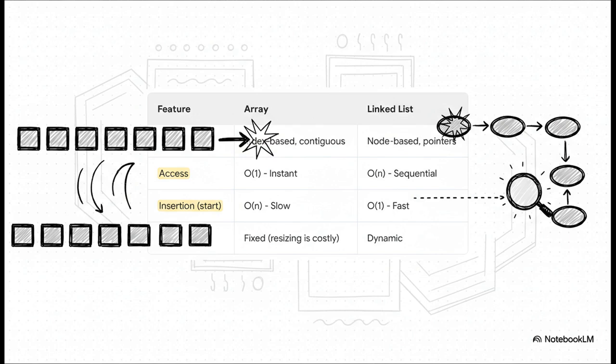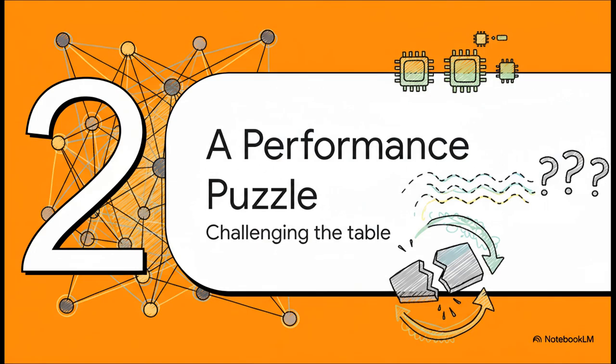A linked list is pretty much the opposite. Inserting at the start, super fast, O(1). But if you want to get to an element in the middle, you have to walk the entire chain from the beginning. That's an O(n) trip that gets slower and slower the bigger your lists get. So far, so good, right?